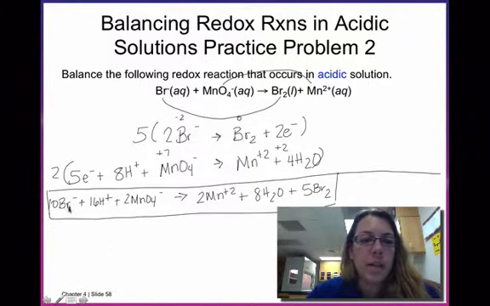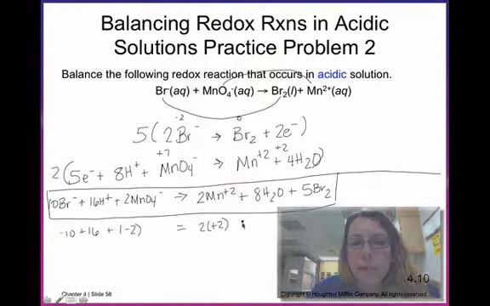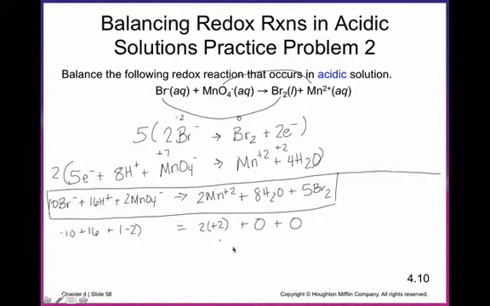Doing the quick double check, I have 10 bromines over here, 10 bromines on this side. I have 16 hydrogens, and I have 16 hydrogens. 8 O's, there's 8 O's, 2 manganese, 2 manganese, so those balance. This side would be a -10 plus 16 plus a -2, and on this side we have the -4, 0, and 0. So this side is a +4. This side, if I do all the math, I'm going to end up with a -12 and a +16, which is a +4. So my charges balance as well, which means that that is the correct final answer for this reaction.